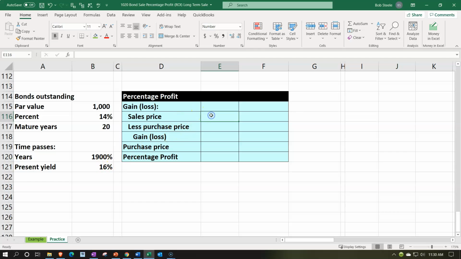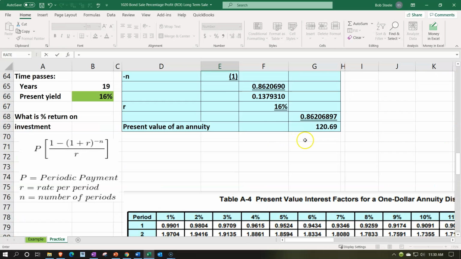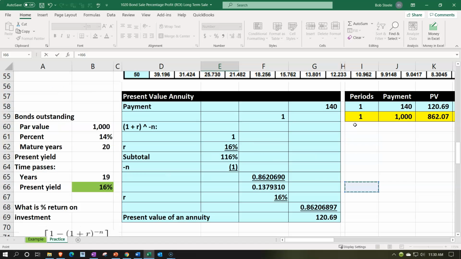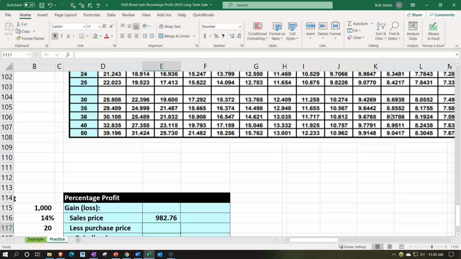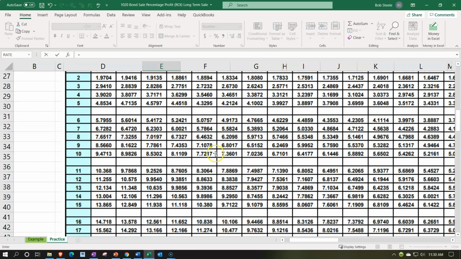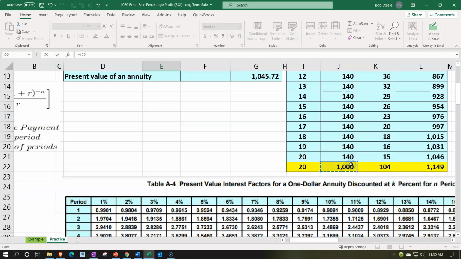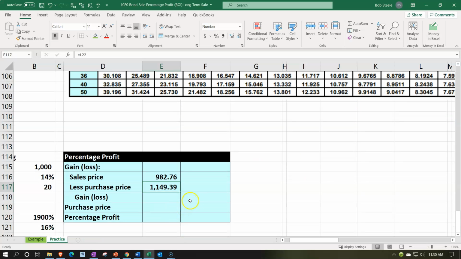So I'm going to say, well, what will the gain or loss be? I'm going to pull these two numbers. I'm going to say the sales price is what we just came to. I got to go hunt for it a little bit. I'll find the yellow number because that's easy to see. That's what we sold it for, the 982.76. And then we purchased it for something larger, and that's way up top, the yellow number up here in L22. So if we subtract those two, then we actually had a loss here. We had a loss happening.